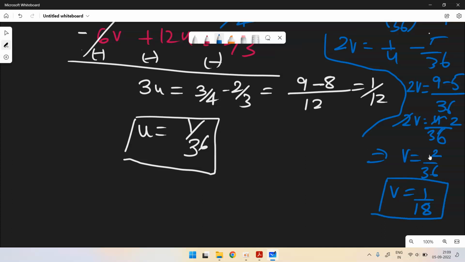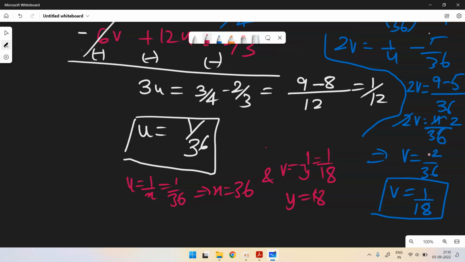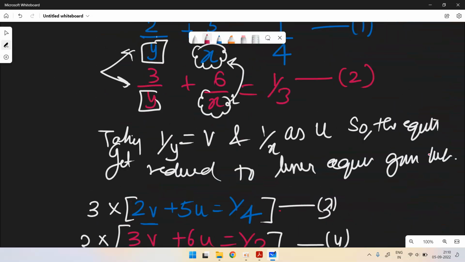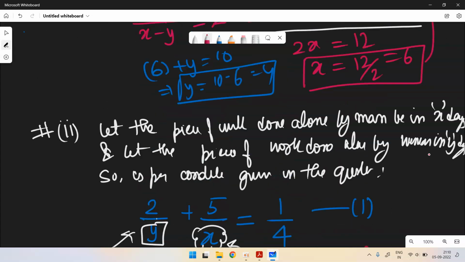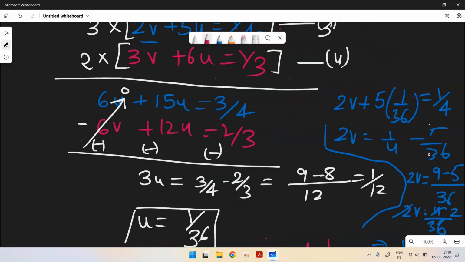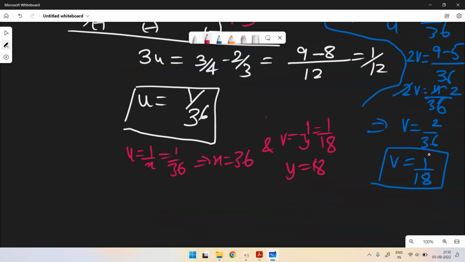Now what you have taken is u equal to 1 by x equal to 1 by 36, which implies x equal to 36, and v equal to 1 by y equal to 1 by 18, which implies y equal to 18. So x is the number of days taken by the man to complete the work, and y by the woman. The man alone will be able to complete the work in 36 days, and the woman alone will be able to complete the work in 18 days.